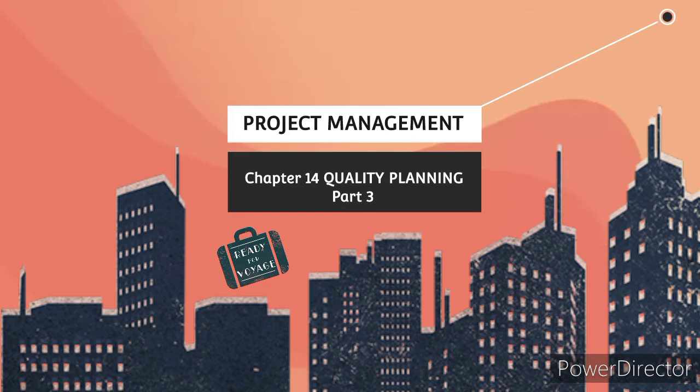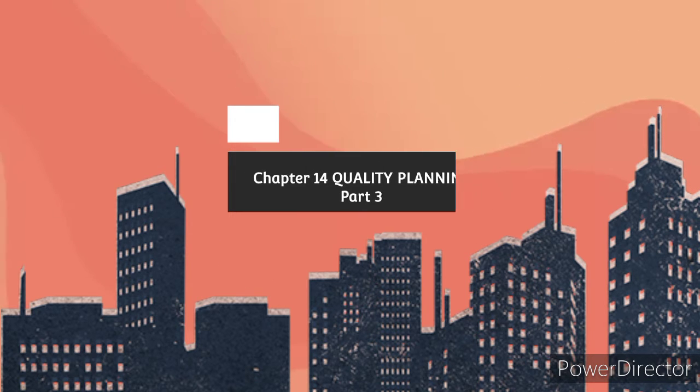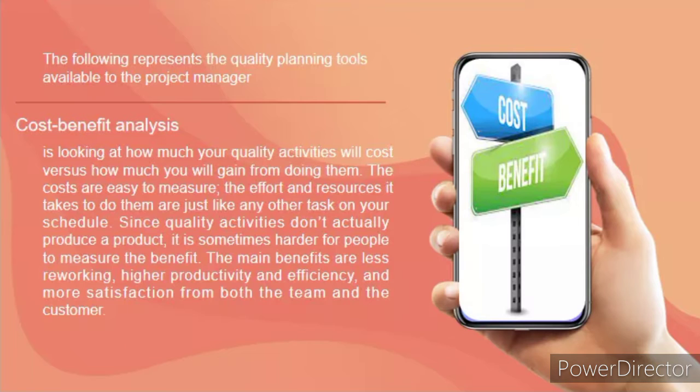Good day everyone. So let me discuss to you part 3 of chapter 14, quality planning in project management. Several different tools and techniques are available for planning and controlling the quality of a project. The extent to which these tools are used is determined by the project complexity or difficulties and the quality management program in use by the client.